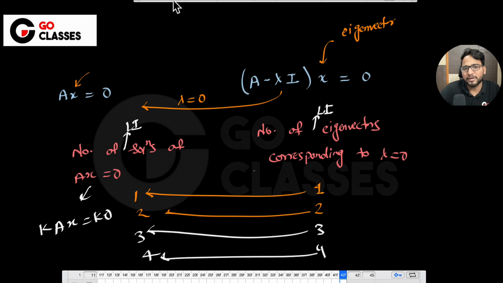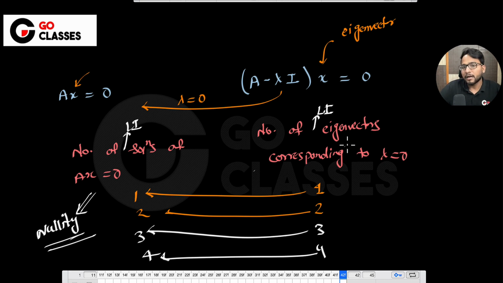K into 0. Anyway, let's not worry about it. If I'm saying the number of eigenvectors corresponding to lambda equal to 0 are 5, then the number of solutions of Ax equal to 0 are also 5. This number of linearly independent solutions is also called the nullity. That's how the nullity is defined, and that's what we have understood in our course.